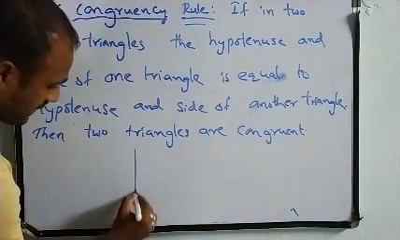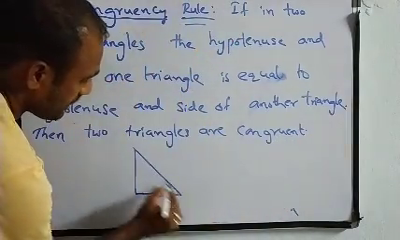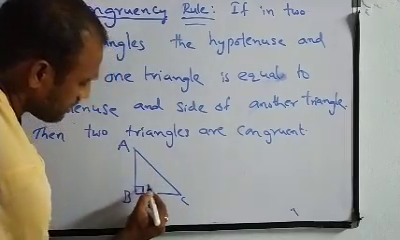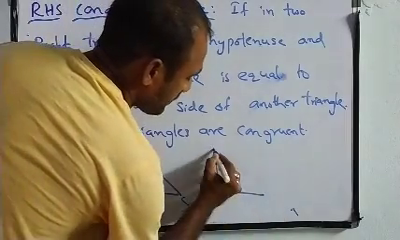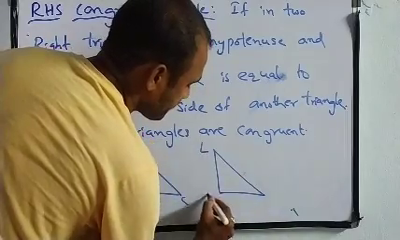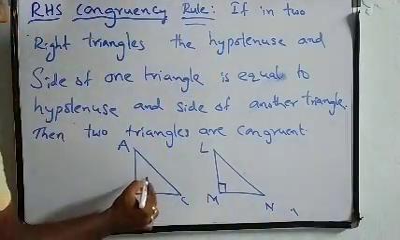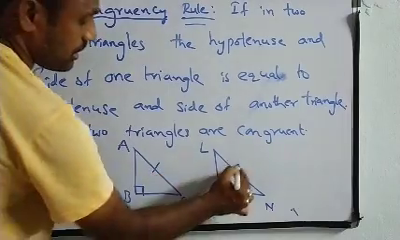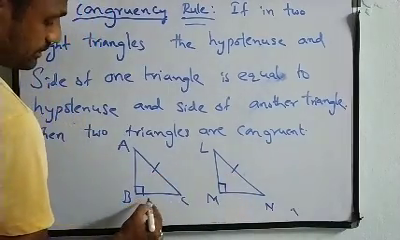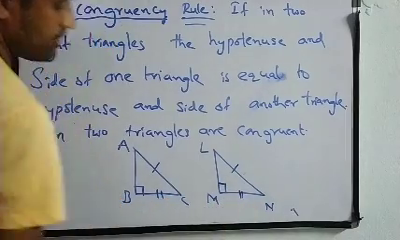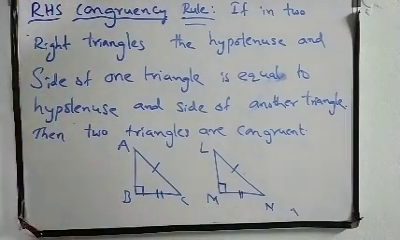So let us take a right angle triangle here. The right angle triangle is named ABC, with the right angle at B, and another right angle triangle LMN, where the right angle is at M. The hypotenuses are equal, and any one of the sides, either AB or BC, I am assuming BC. So I can use the RHS property.